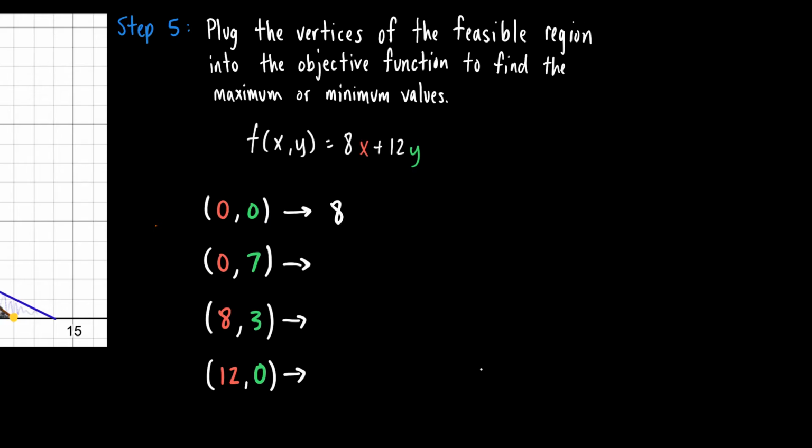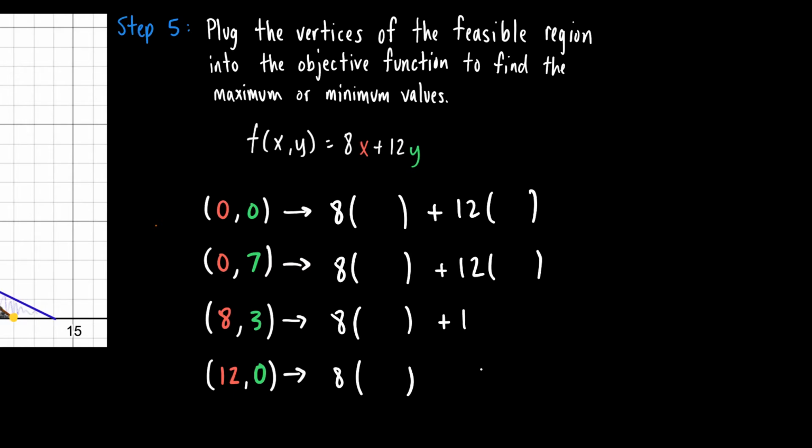So we're going to do 8 times the x. I'm just going to write these all out here, that way I don't have to change between colors so much. And then we're going to add 12 times the y for each one of these. Okay, so the x coordinate on the first one here was 0, and the y coordinate was 0. On the second one, the x coordinate was 0, the y coordinate was 7. On the third one here, the x coordinate was 8, the y coordinate was 3. And on the fourth one here, the x coordinate was 12, and the y coordinate was 0.